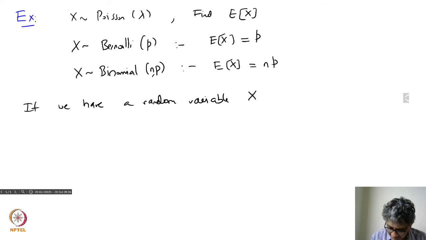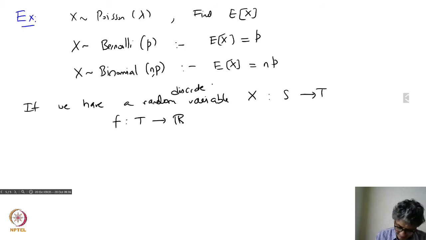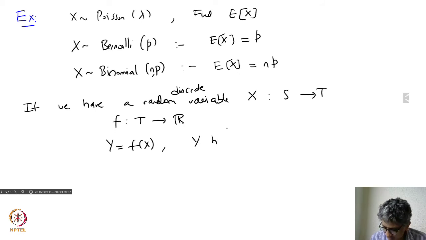So similarly, if we have a random variable X, and we have X from, let's say, S to T, and we have a function f from, let's say, T to the real line, and let's say X is a discrete random variable, so T is countable, so f only takes countable values. Then you take Y equal to f of X, then Y also is a discrete random variable.